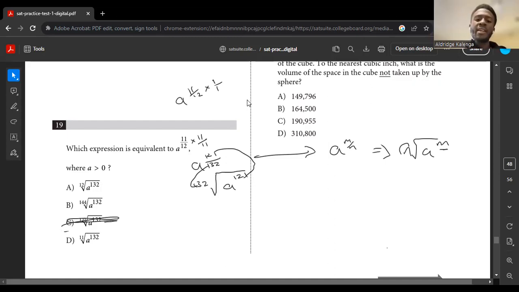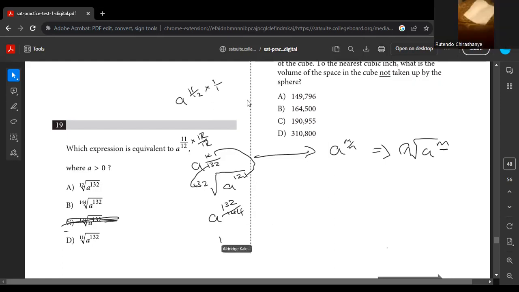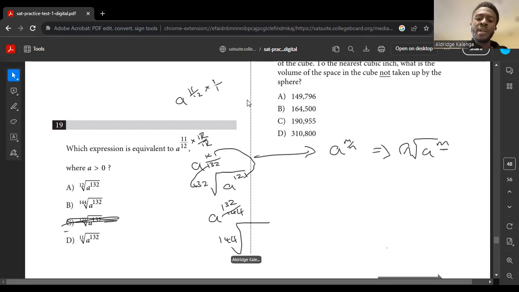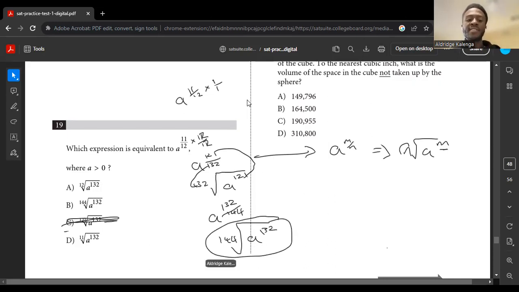Instead of multiplying by 11 over 11, let's try to multiply this by 12 over 12. So 11 by 12, remember, is 132. So you have A to the 132. And then 12 by 12 is 144. So what does that mean? 144 becomes the root of the number attached to the radical, and then we have 132 inside there. So we have our answer, which is B.